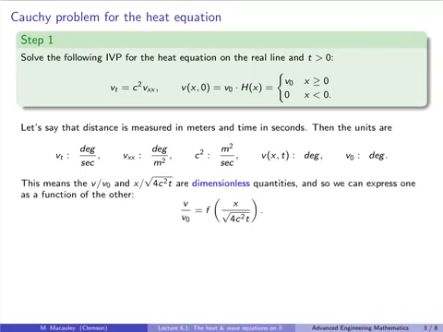Here's why we care. If we take v of x, t, this function, and divide it by the constant v naught, then that is dimensionless. And the other dimensionless quantity in here is x divided by the square root of 4c squared t. So let's just check that. So x is in meters, and c squared is meters squared divided by seconds, and then t is in seconds. So these things cancel. The meters cancel. We really shouldn't have put the 4 in here.